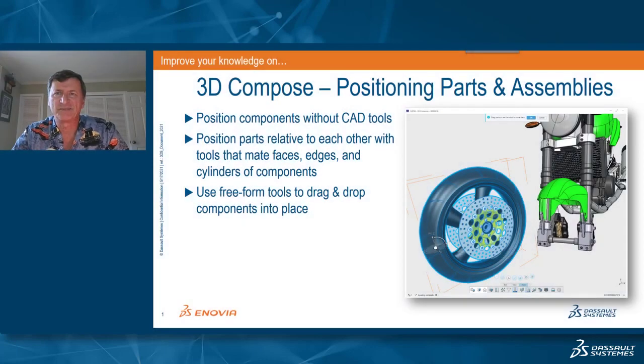Hello everybody. I'd like to spend a little time today talking about 3DCompose, which is the visual part of the 3D product architect. One of the great values of this tool is the ability to position parts relative to each other without using a CAD tool. And you can position relative to each other, and you can also do free-form positioning. I'd like to look at just how these can be done with the system.